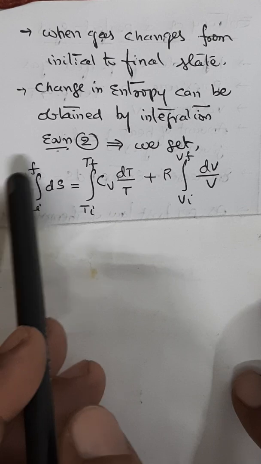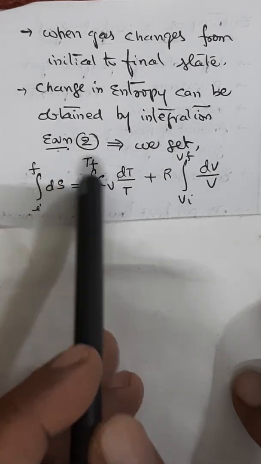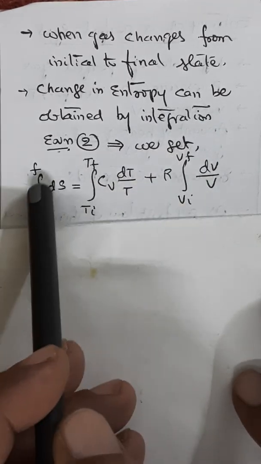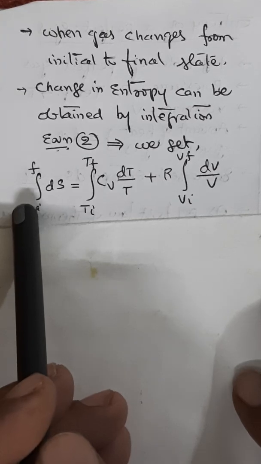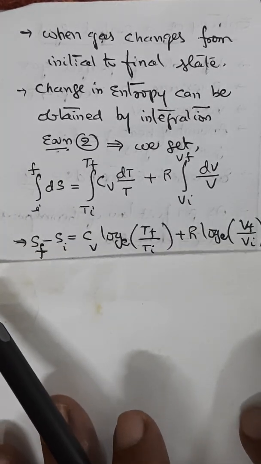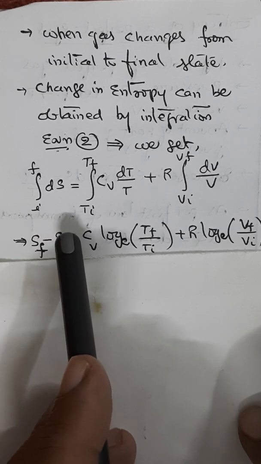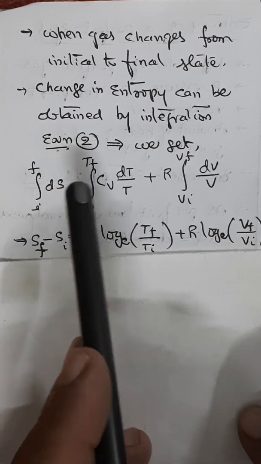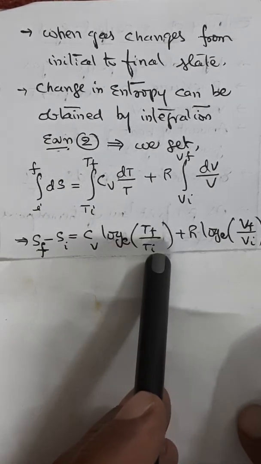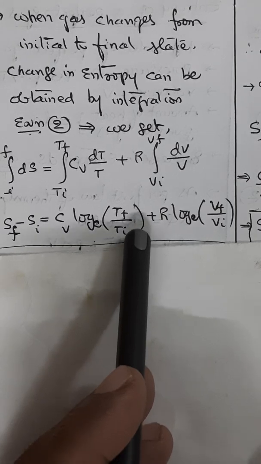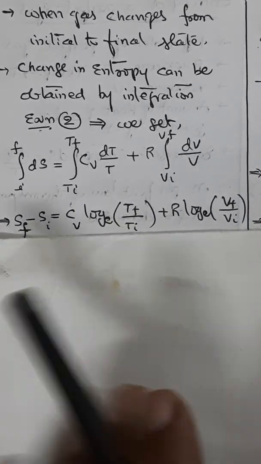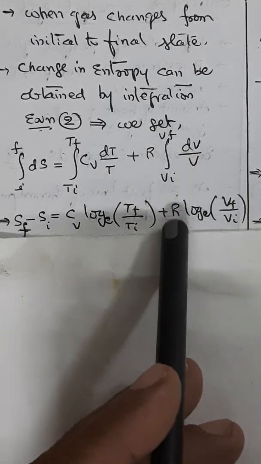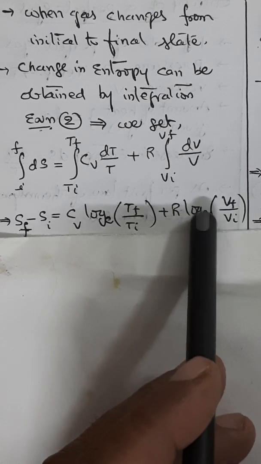integral dS between the limits I to F is equal to integral Ti to Tf of Cv dT by T plus R into integral Vi to Vf of dV by V. So integral dS is nothing but S between the limits I and F, which becomes Sf minus Si. So Sf minus Si is equal to, taking the common constant Cv out of the integral, Cv into integral dT by T, which is nothing but log Tf by Ti, to the base e, plus R into integral dV by V, that is 1 by V only. So therefore it will become R log Vf by Vi to the base e.